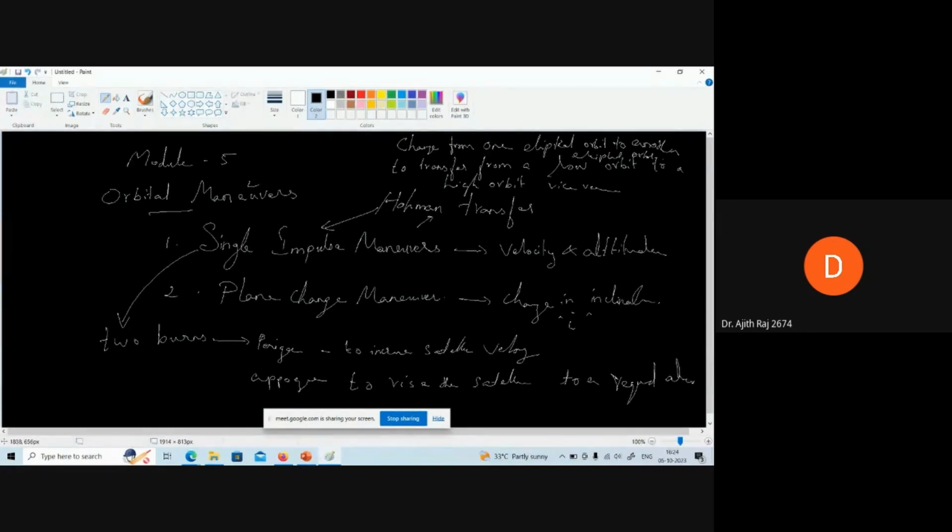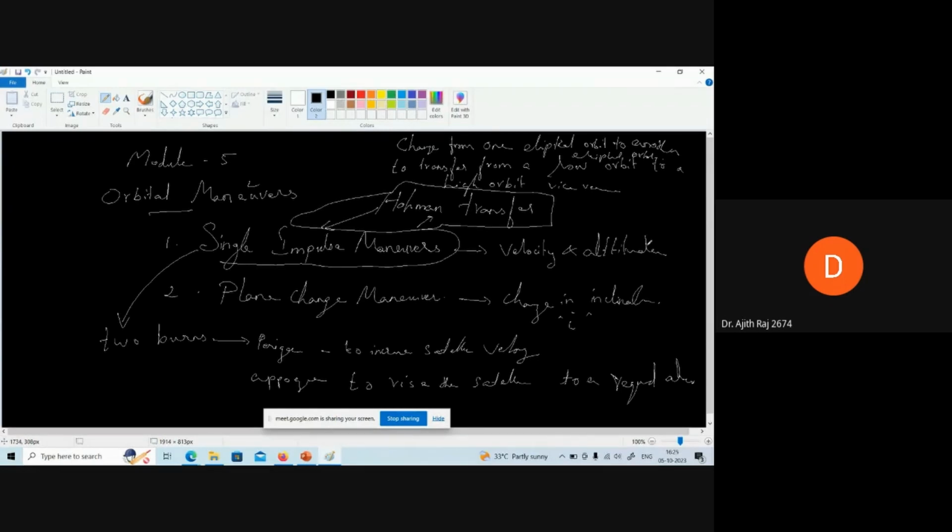Okay, so single phase maneuvers basically require two propulsive burns, one at the perigee to change the velocity, and one at the apogee where you can increase or decrease the altitude. So this is all about single impulse maneuvers, and we will take the single impulse maneuver further with the Hohmann transfer and some calculations, what happens exactly with respect to the apogee radius and perigee radius. All those things we will discuss in detail in the upcoming sessions.